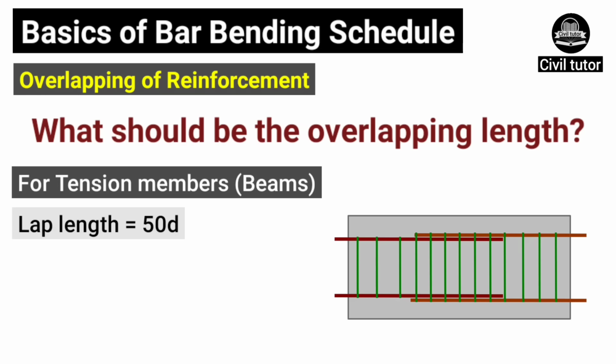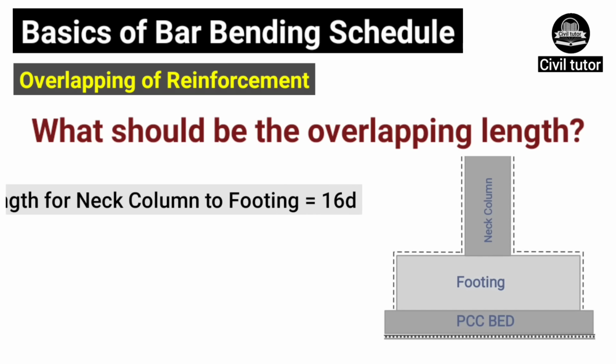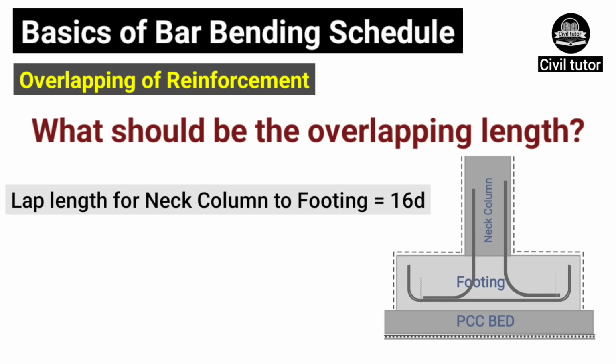But from the practical point of view, we can take 50D for both columns and beams. If we need to overlap the reinforcement from neck column to footing, the lap length should be taken as 16D. This length is also known as development length.